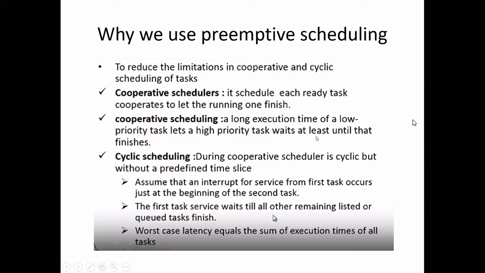But let's first see what these cooperative schedulers and cooperative scheduling are. It schedules each ready task, which cooperates to let the running one finish. That means if one task is running and another task comes, then that task has to wait until the initial task completes. So this is called cooperative scheduling. In cooperative scheduling, a long execution time of a low priority task lets a high priority task wait at least until that finishes.